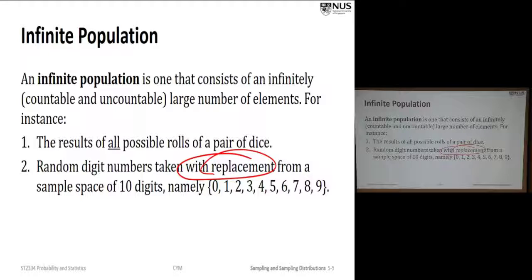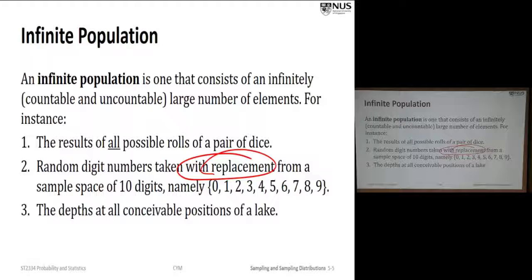Although there are only 10 distinct digits, you can repeat. Okay, you select, let's say the first one is a 1, all right, that's the first outcome. Then you put it back, so the 1 can be selected again. So you still have 10 digits, you can select 1 out of these 10. So you can keep doing this. So it's an infinite population. So just remember, anything that you do with replacement is considered an infinite population.